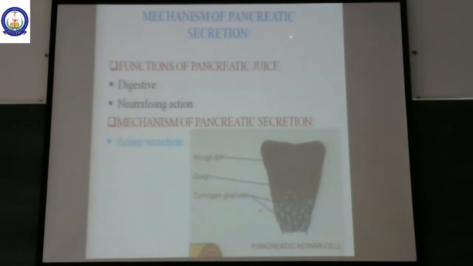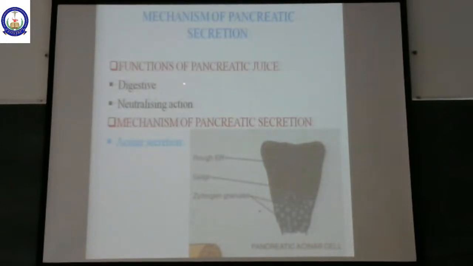Coming to the functions of pancreatic juice, it is going to help in the digestion process because it has alpha-amylase enzyme. Alpha-amylase is going to digest carbohydrates. It's going to break down the bonds, converting starch into dextrin and maltose. It is going to convert lipids into smaller fatty acids.